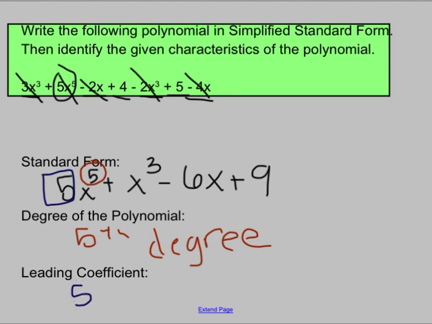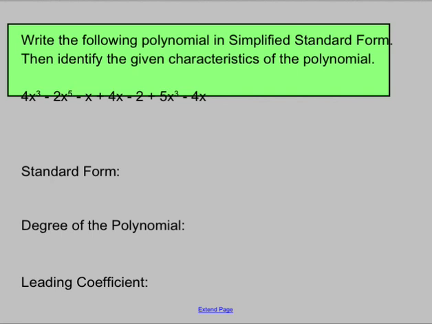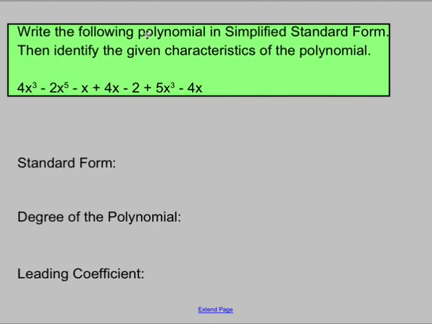Okay? Last but not least, write the following polynomial in simplified standard form. I want you to write this in standard form. Make sure your exponents are going from greatest to smallest. Find the degree of the polynomial, which is the largest exponent, and the leading coefficient, which is the coefficient of the term with the highest degree.